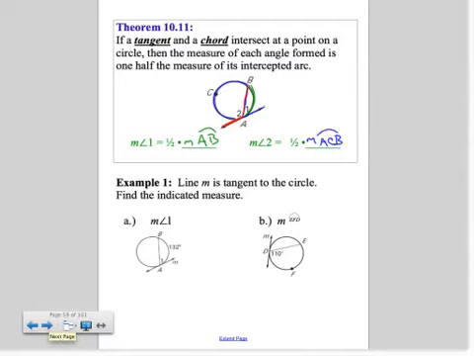All right, and so that's what we're looking at here. Example number 1 says line M is tangent to the circle. Find the indicated measure. Find the measure of angle 1. Well, angle 1 is just going to be 1/2 times the measure of the intercepted arc. 1/2 of 132 is 66 degrees. Find the measure of arc EFD. Now we're going to go the other way. If I know the angle is 110, then to get to the arc, I have to double that, multiply by 2, 220 degrees. Very similar to what you saw yesterday.